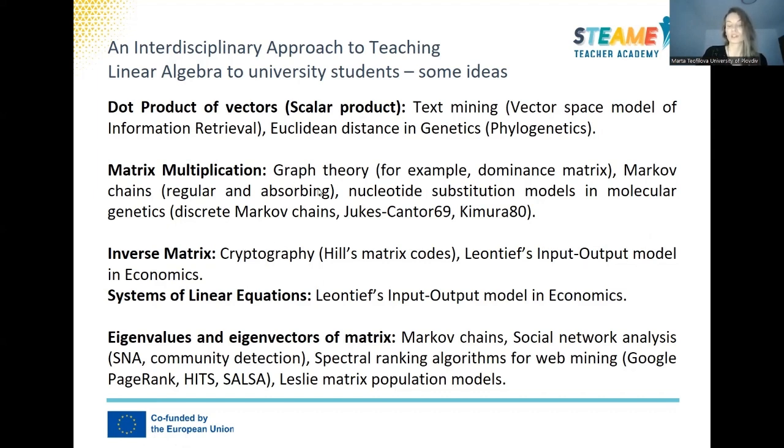When we compute the inverse of a given matrix, I introduce them to Hill cipher and the Leontief input-output model in economics. And when we talk about eigenvalues and eigenvectors of a matrix, we talk about the Google PageRank and how Google gives the results of a Google search. We talk about spectral ranking algorithms for web mining.